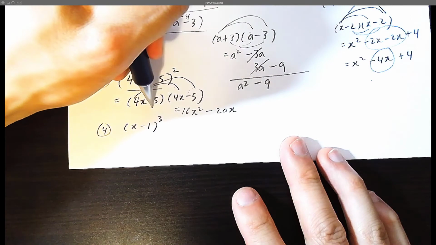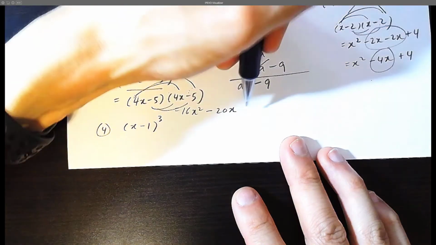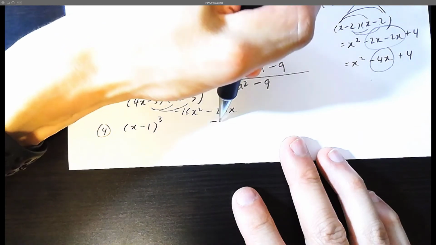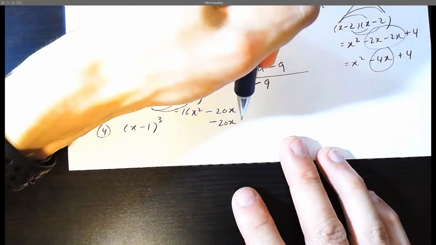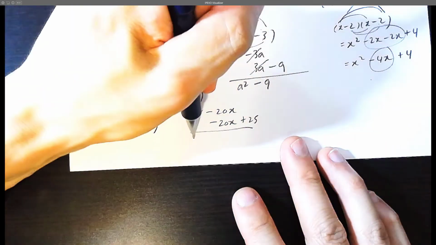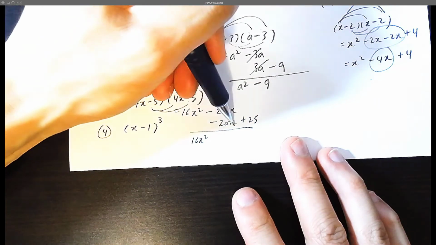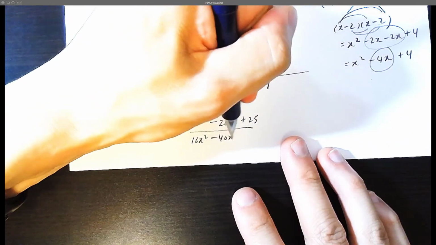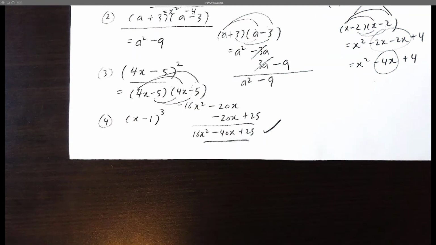And now this is for your brother or sister's turn. Feed the dog, feed the cat. Negative 5 times 4x is going to be negative 20x. Negative 5 times negative 5 is going to be positive 25. Cha-ching! The final answer is 16x squared. You spend $20, you spend another $20, you have negative 40x plus 25. And there's your final answer.